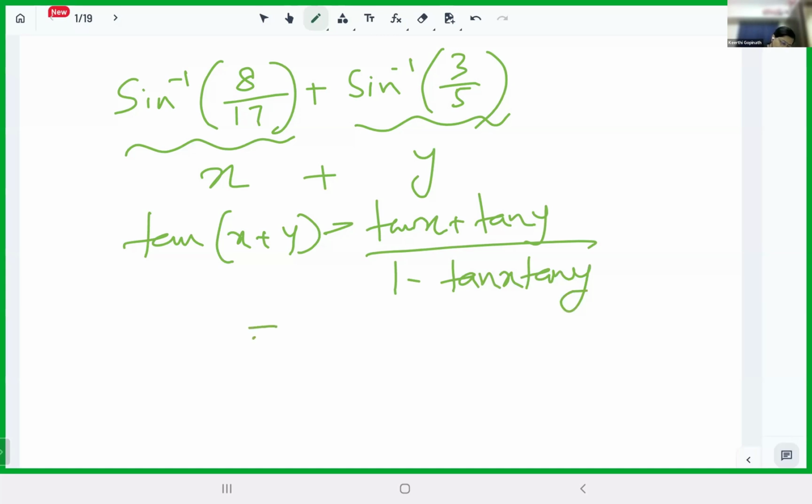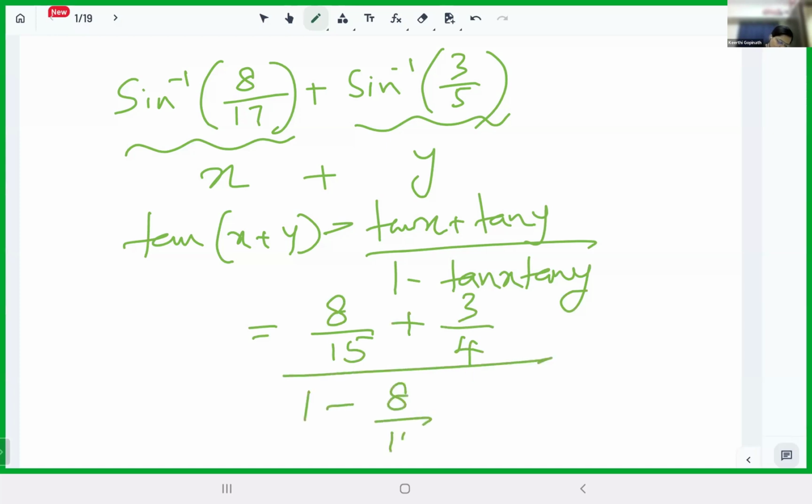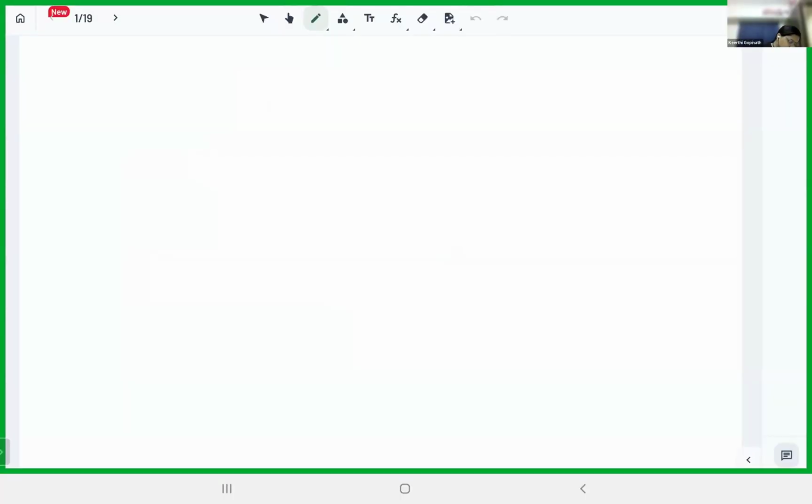Okay. So here I am going to apply that. We got the value of tan x, right? What was the value of tan x? Tan x was 8 by 15 and tan y was 3 by 4. So 8 by 15 plus 3 by 4 divided by 1 minus 8 by 15 into 3 by 4. Now what we have to do? We have to simplify this part.